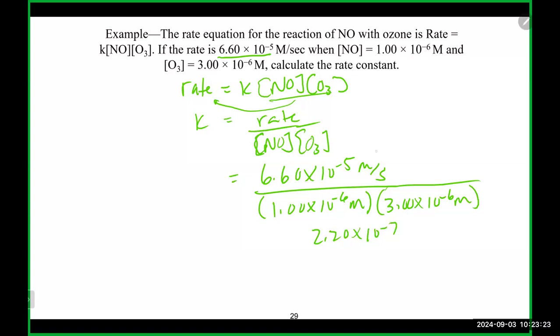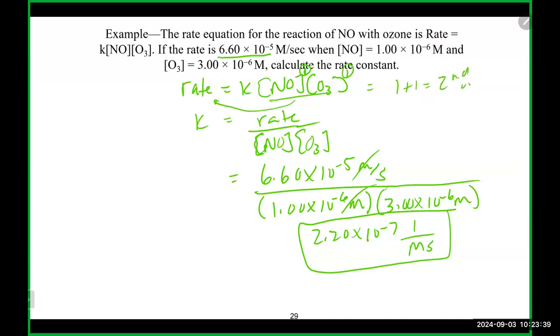In terms of the units here, molarity and molarity will cancel, giving us 1 over molar seconds. And this would be a second order reaction, as those are the common units. And we know that from 1 and 1, telling us 1 plus 1 is second order overall in this reaction. So the units do match what the overall order should be in this case. Questions on that one there?